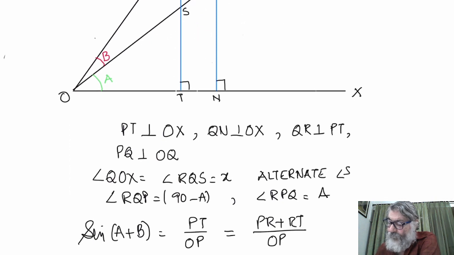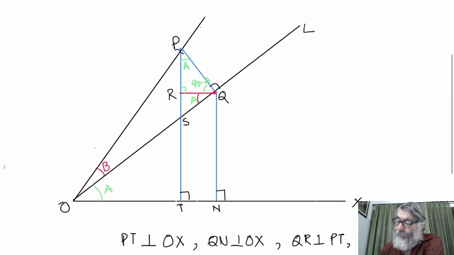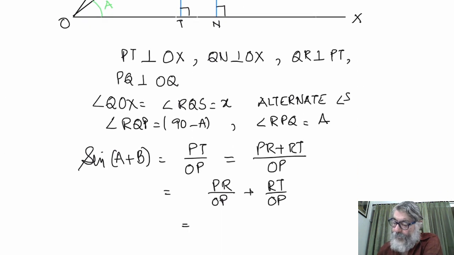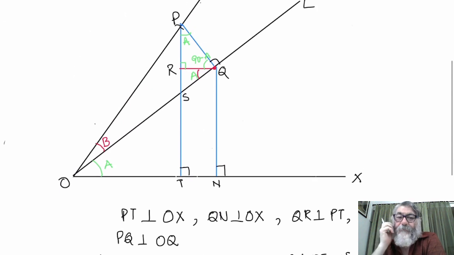Now I'll break it up into two parts, PR upon OP plus RT upon OP. Then in place of RT, what will I write? RT is equal to QN. I will replace it by QN. PR upon OP plus QN upon OP. Just let's look into this.